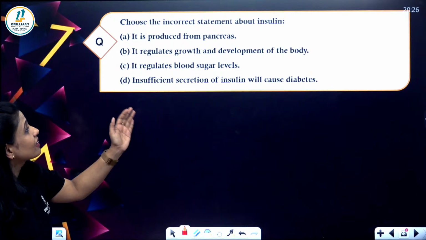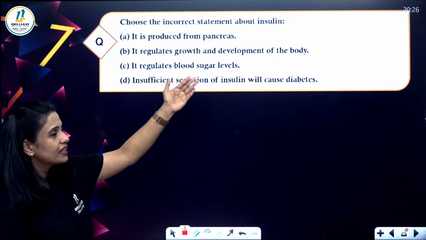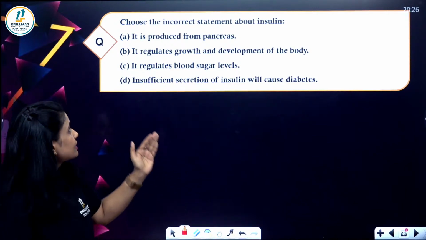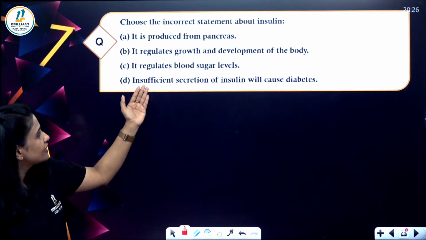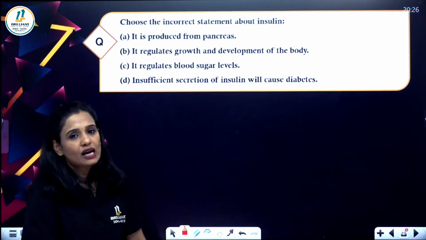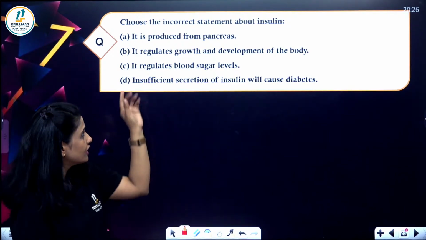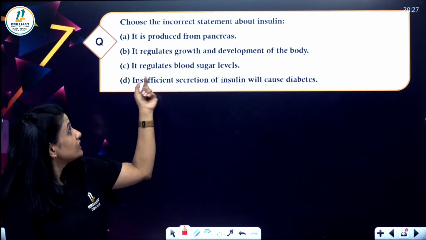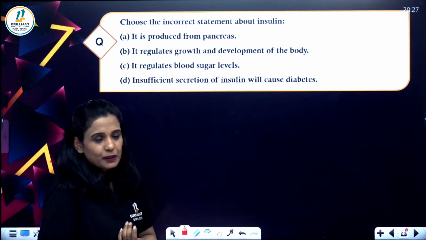Choose the incorrect statement about insulin. Here are the options. It is produced from pancreas. It regulates growth and development of the body. It regulates blood sugar level. Insufficient secretion of insulin will cause diabetes. So you have to select the incorrect statement. It is very easy. We have learnt it. It's a direct question. So which is the incorrect statement?